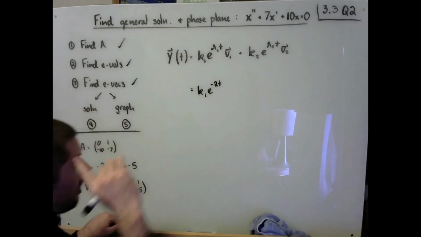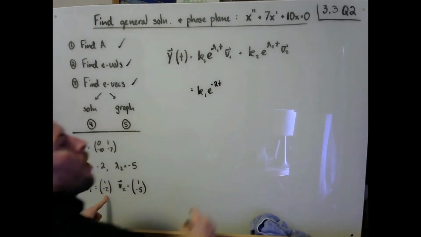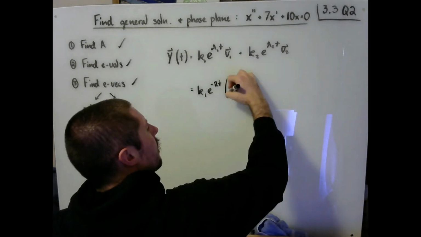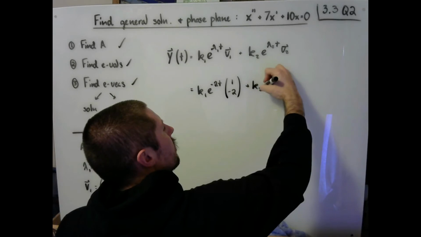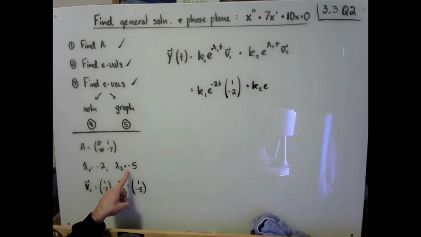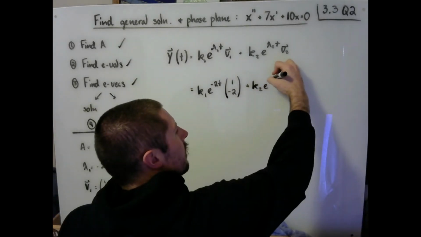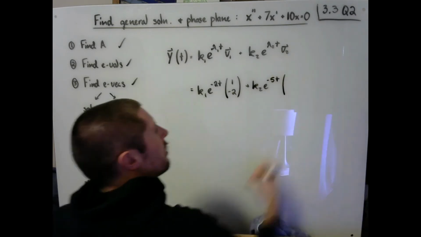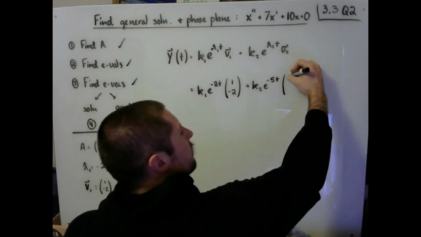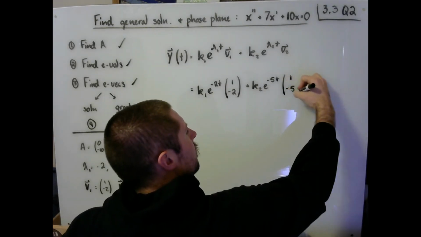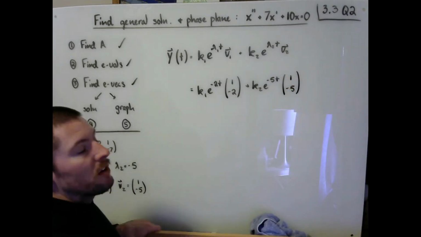Which vector goes along with e to the negative 2t? The 1, negative 2 vector. We also have the terms k2 e to the negative 5t. Which vector corresponds with the eigenvalue of negative 5? 1, negative 5. This would be the most general way to state this.